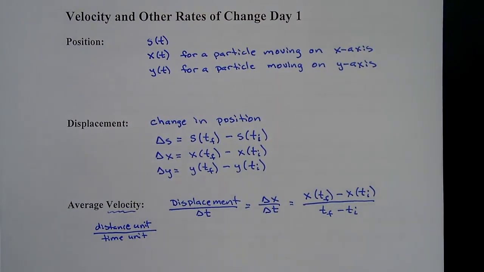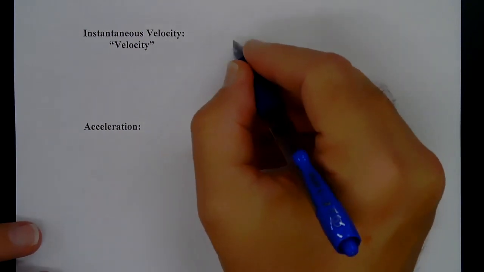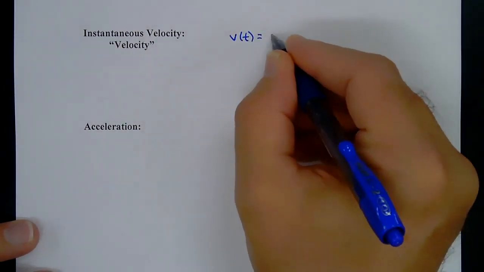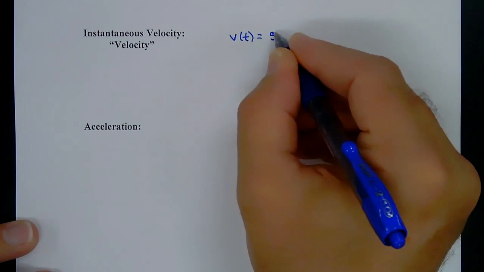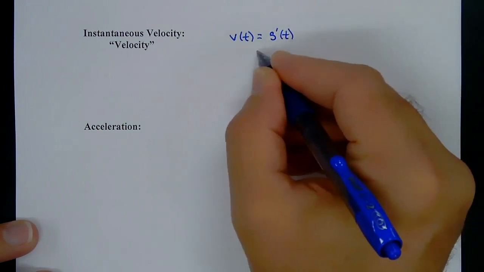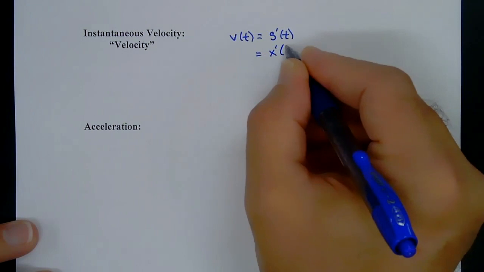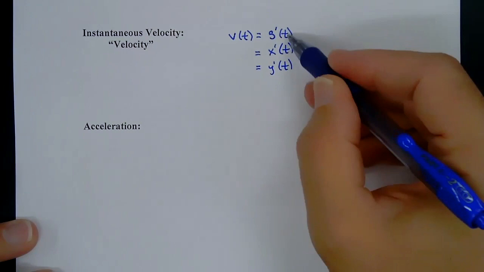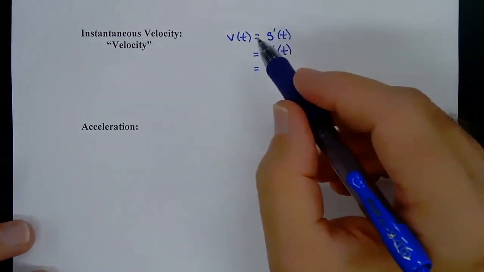All right, so now let's move on to the next thing, which is instantaneous velocity. So instantaneous velocity, which you'll also hear being called just velocity, is we use the symbol v of t, and it's the derivative of the position function. So s prime of t, or it could be x prime of t, or it could even be y prime of t. These are all position functions. So if you take the derivative of it, you get the velocity.